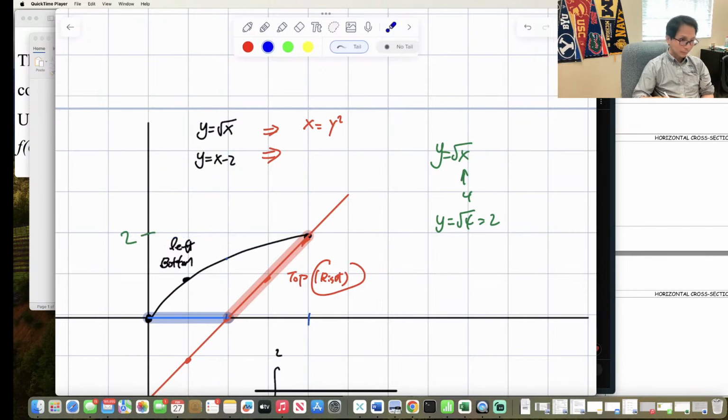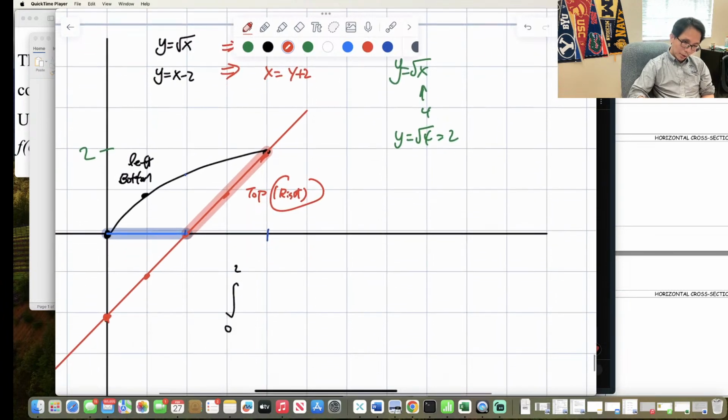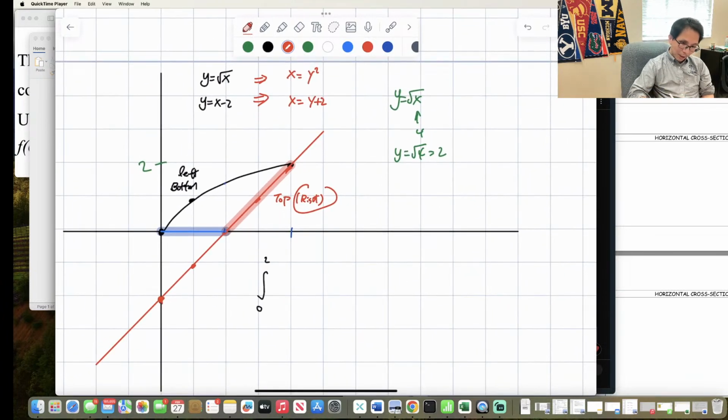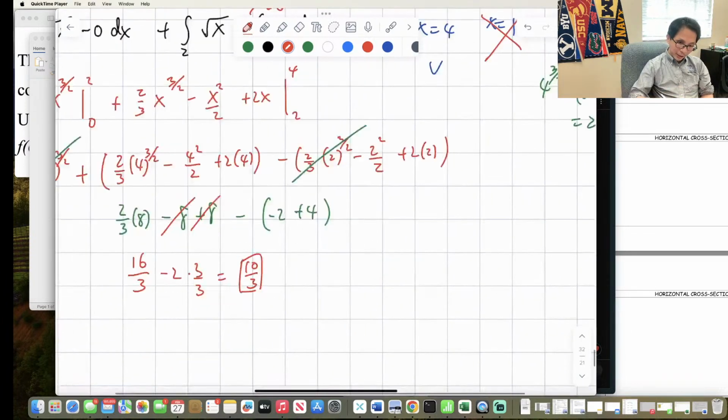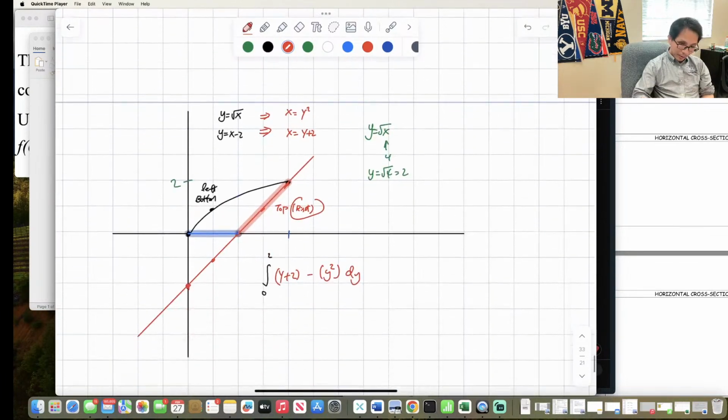Now what is the second one? X is equal to what? Y plus 2. So the top function is y plus 2, minus the bottom function, y squared, dy, and you're done. Look how easy this calculation is. Look at how much work this was, a lot of work, right? Now look at this question.